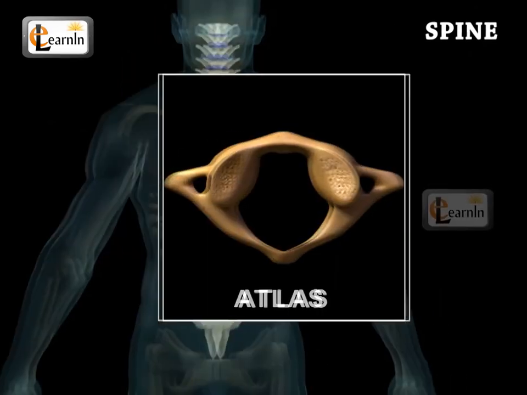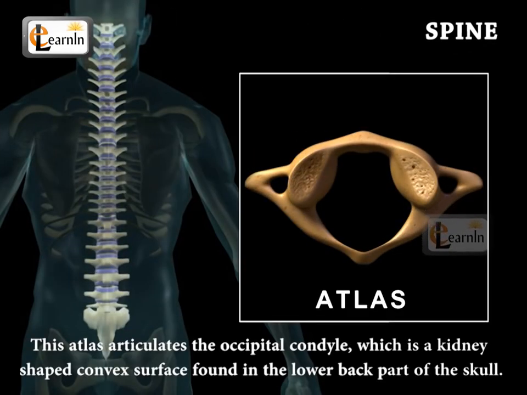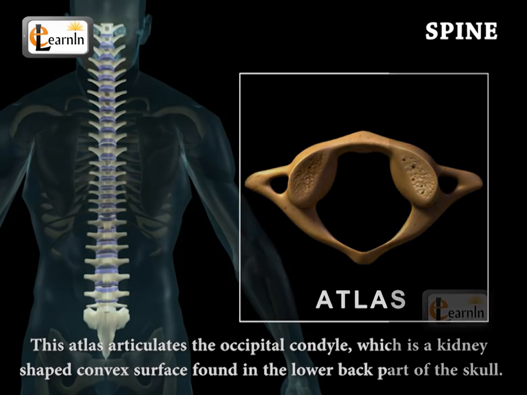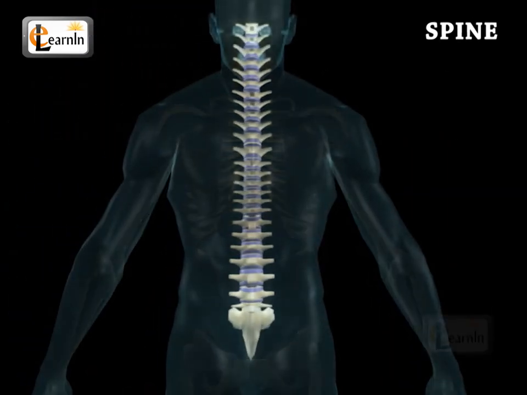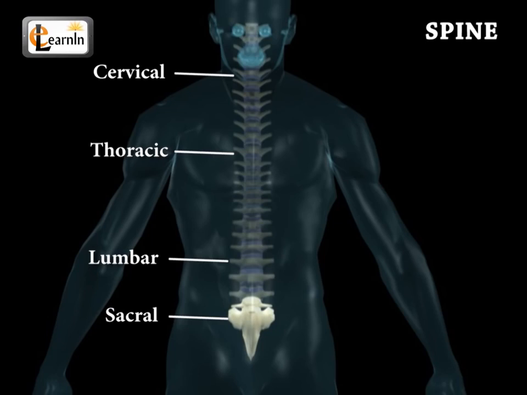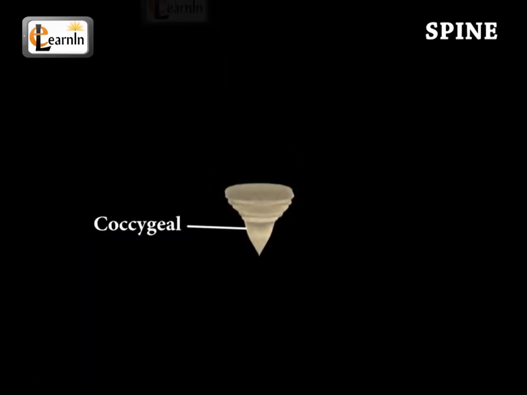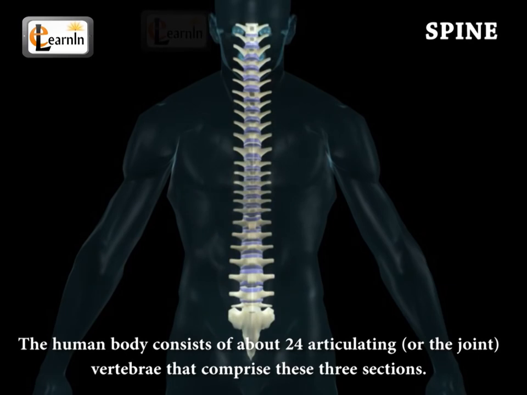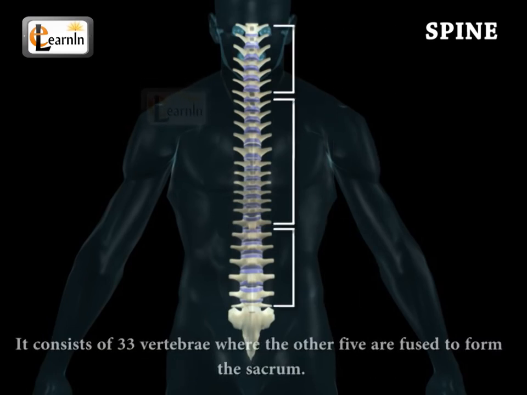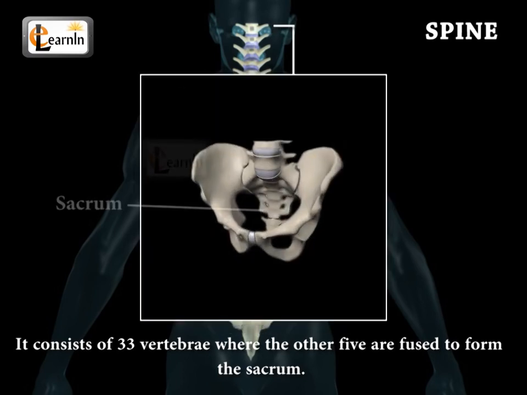The first vertebra is called the atlas, and this atlas articulates with the occipital condyle, which is a kidney-shaped convex surface found in the lower back part of the skull. The entire vertebral column is differentiated into cervical, thoracic, lumbar, sacral, and coccygeal regions starting from the skull. The human body consists of about 24 articulating, or jointed, vertebrae that compose these three sections. However, in reality, it consists of 33 vertebrae, where the other 9 are fused to form the sacrum and coccyx.